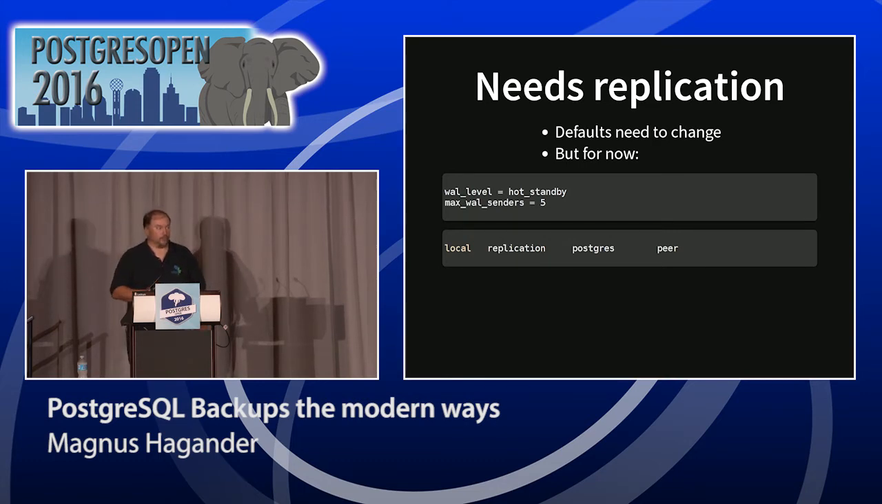Then you need a special rule in your pg_hba file. That's something like the one we have here, which is local replication postgres peer. It just says the user postgres is allowed to connect with a replication connection over the local Unix socket. Now, you don't need to change that one immediately because you can change pg_hba with just a reload. But in order to be able to actually use pg_basebackup, it needs to be enabled.